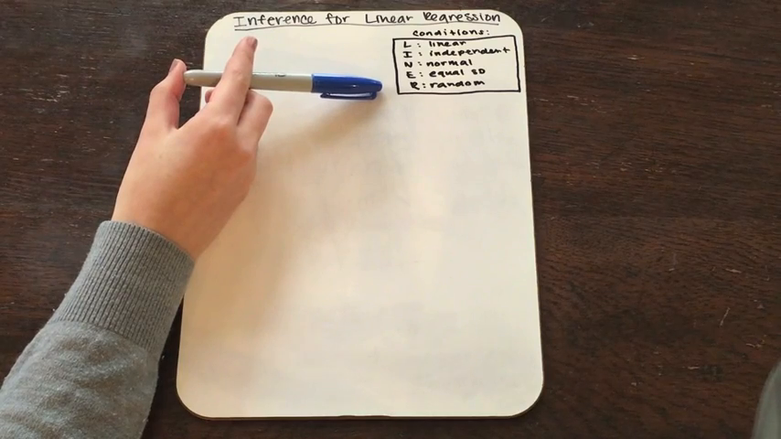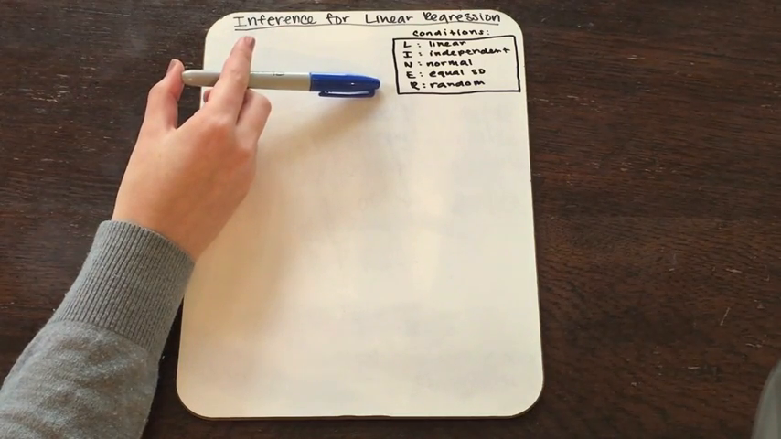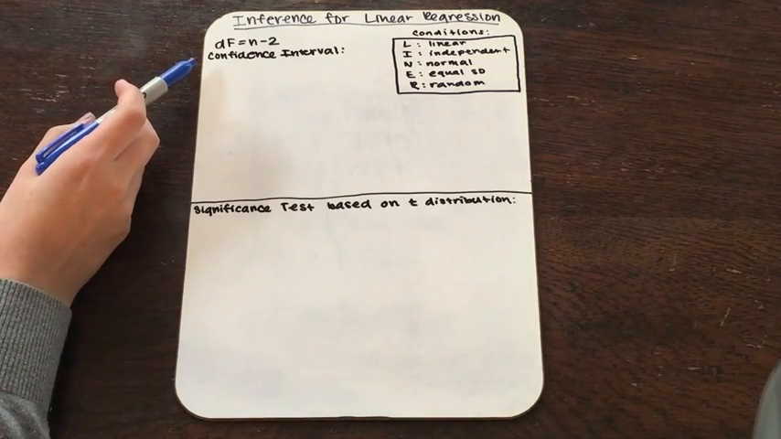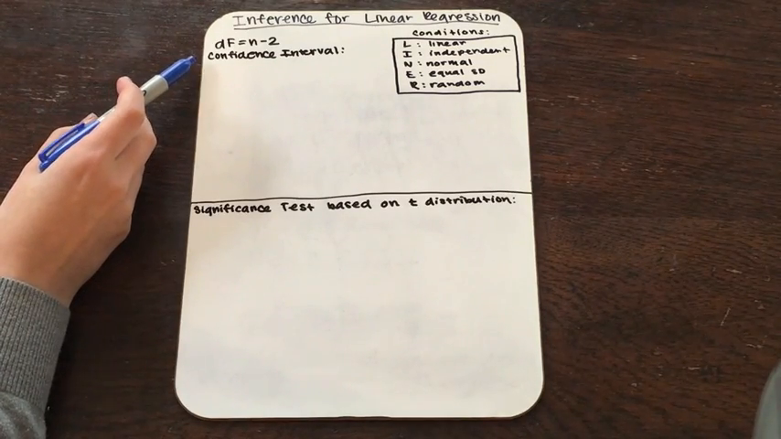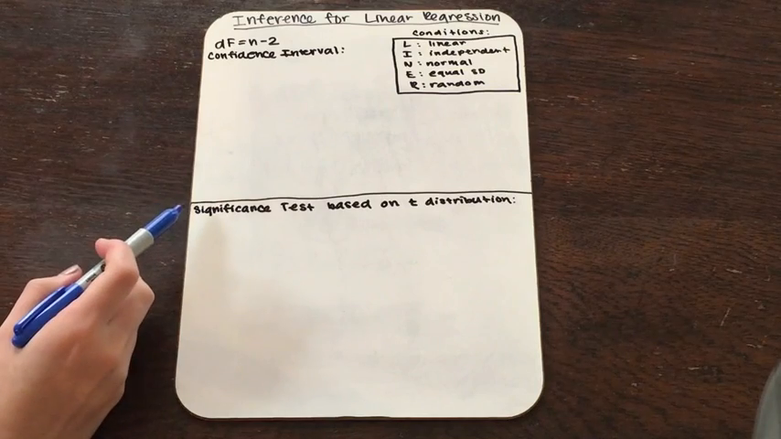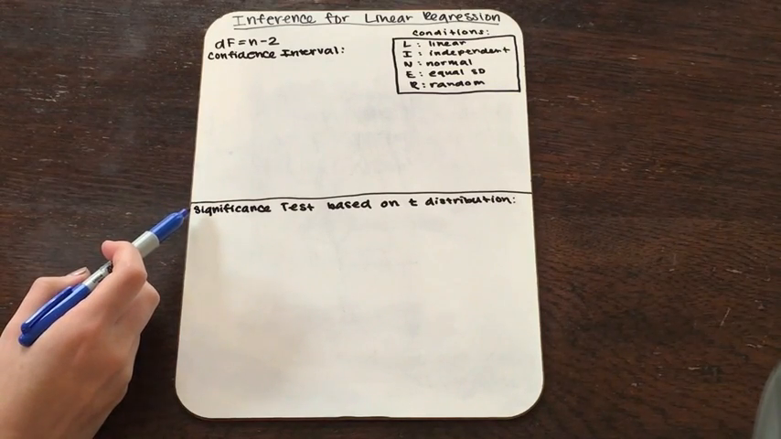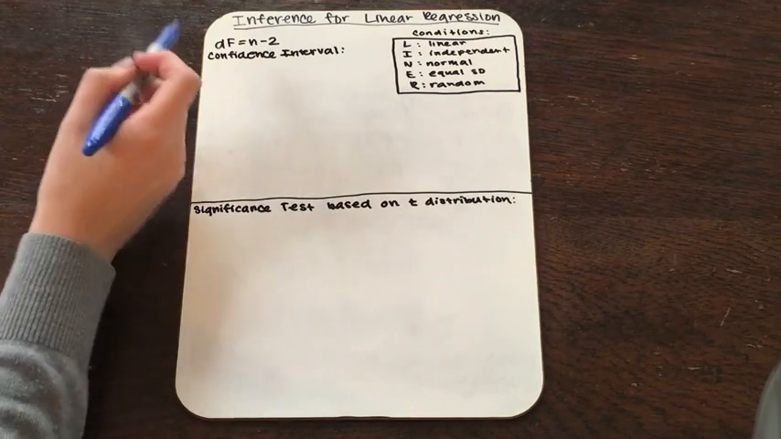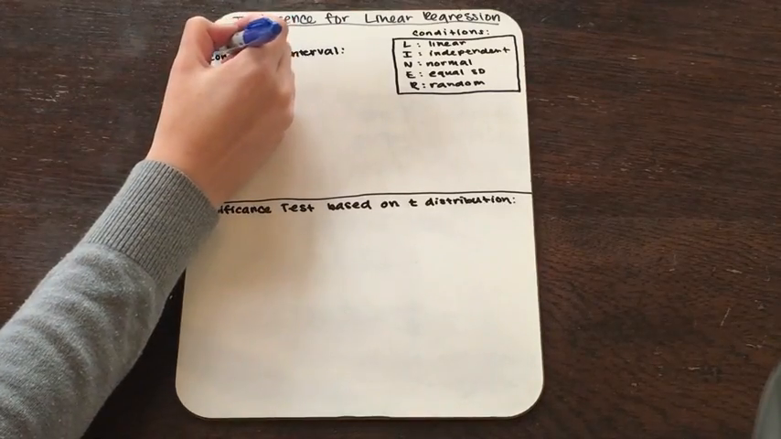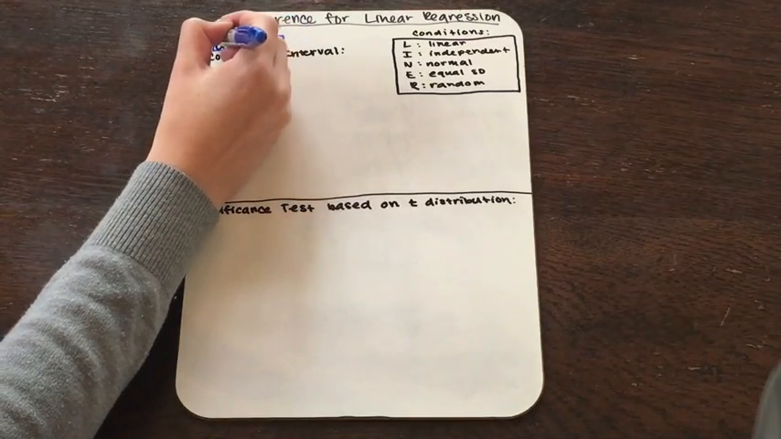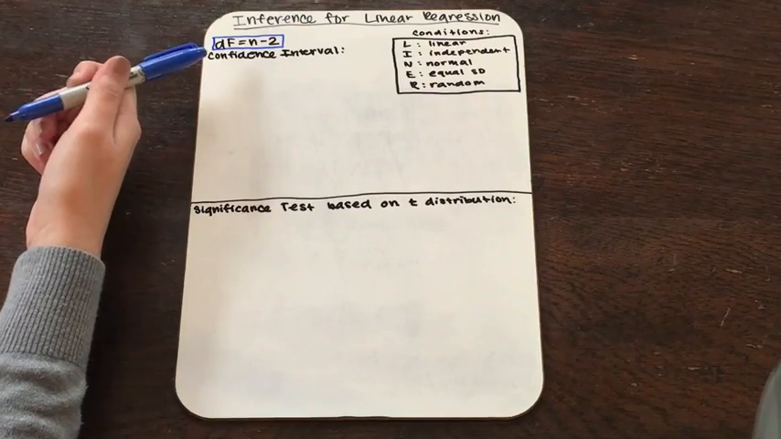And then the R is for random, so that's that the data was collected from a random sample or randomized experiment. There are 2 types of inference you can do for linear regression. The first one is confidence interval, and the second one is significance test, and they're both based on the t-distribution. And for both of them, the degrees of freedom is n-2. You can remember that because there are 2 variables, x and y.